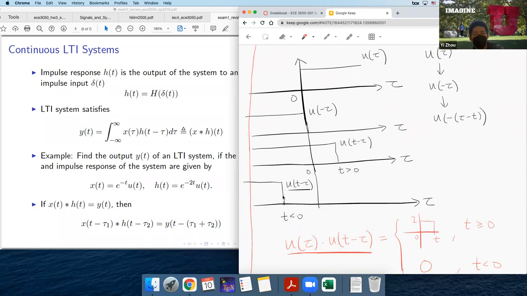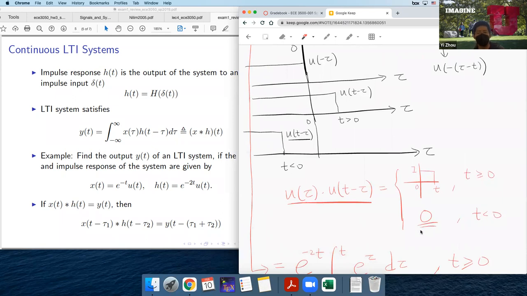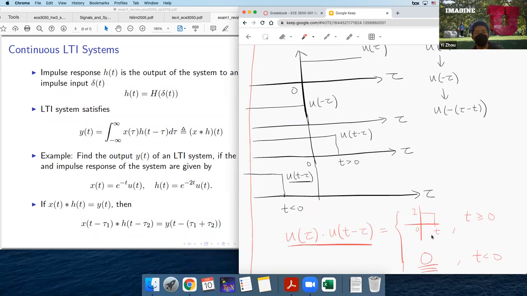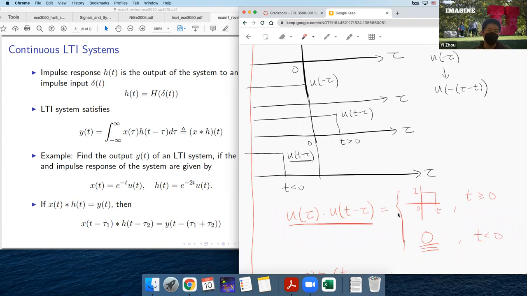Here t is negative 3, so u(t minus tau) is now shifted to the left. The signal is on the left, not on the right. So there's no overlap between u(tau) and this u(t minus tau). That's why their product is simply zero. If t is positive, then the signal is on the right, at least part of the signal is on the right part. And then these two have non-zero overlap. So in that case, their product gives a window function, a window signal.